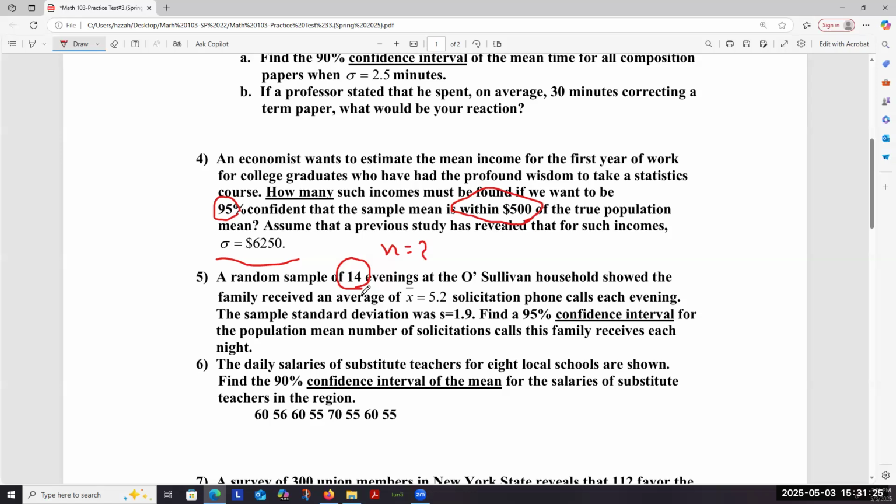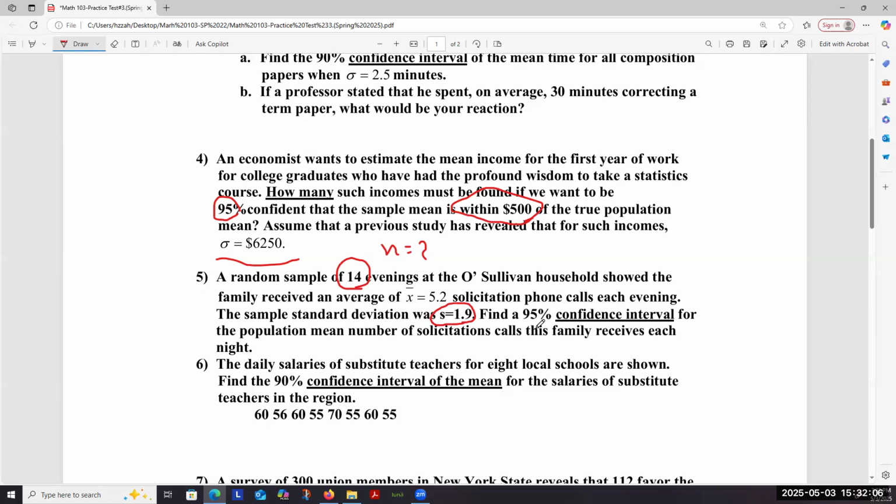The average of the phone calls is 5.2, so we have a sample mean. You see, the sample standard deviation, not sigma, S is 1.9. We're not surprised. If that was 14 and that was sigma, that's fine. But since it's 14, this is S, and that's not unusual. So when the sample size is less than 30, whatever standard deviation is given to you, you have to consider it to be the sample standard deviation.